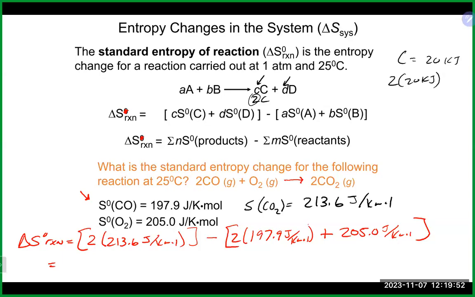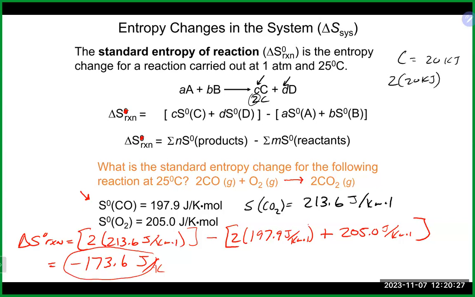We do all that, and it looks like minus 173.6 joules per Kelvin. Or if you want to leave it in joules, you can. In this case, we ended up with a negative value for our delta S. That means the order is increasing and the disorder is decreasing.